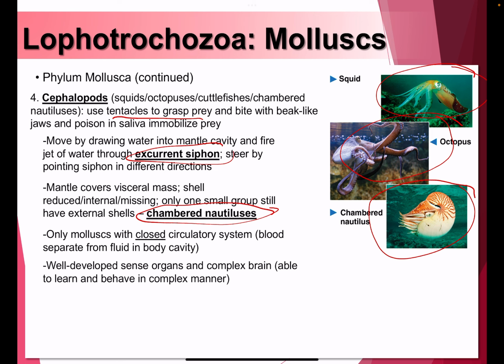cephalopods. So this is the only mollusk with a closed circulatory system, which is why I said, going back to the general anatomy, that it is not true for every single mollusk. The general one didn't have a closed circulatory system. Cephalopods are the only mollusks that have a closed circulatory system, where blood is separate from the fluid in the body cavity. And they have very well developed sense organs, and they say they have a very complex brain as well, because they are able to learn and behave in a very complex manner.